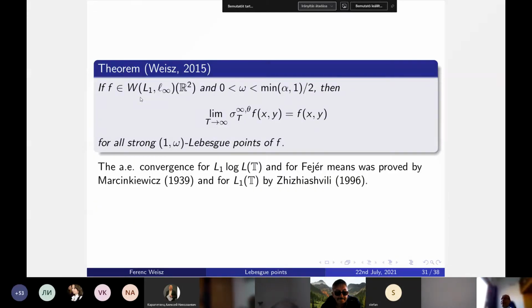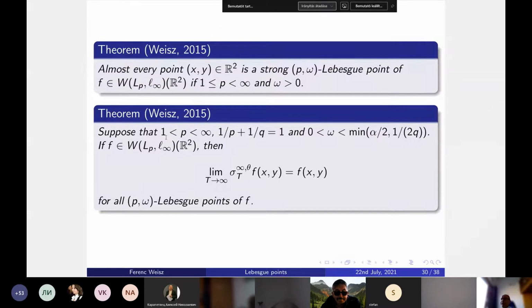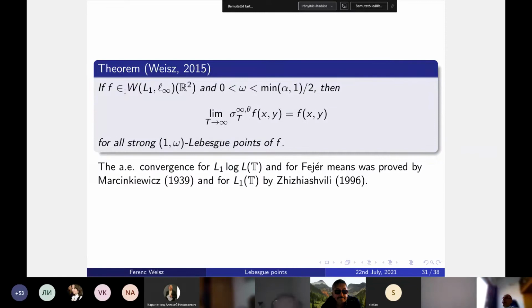If p is equal to 1, then I have here the L1, L infinity space, of course, the 1 omega Lebesgue points, but as I said, I need the strong 1 omega Lebesgue points. So if f is in the space W, L1, L infinity, omega is small enough, then the theta means converge to f for all strong 1 omega Lebesgue points.